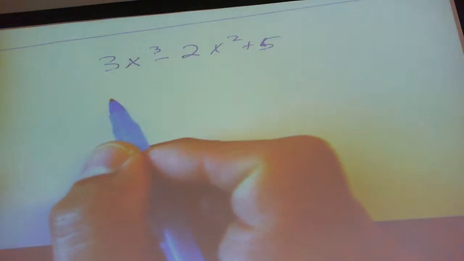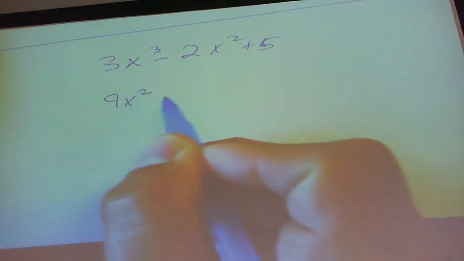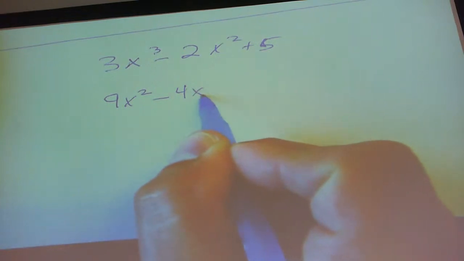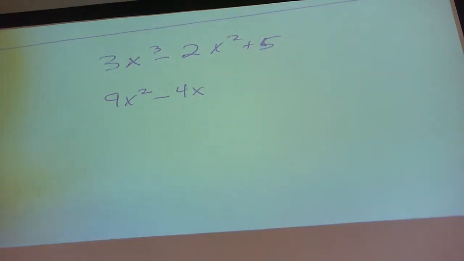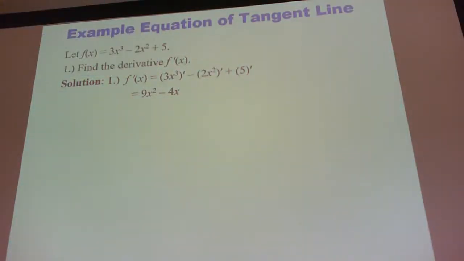What's the derivative? 9x squared. Are we okay there? So if we're going to the derivative, I'm going to go through the rest of the notes. Okay? So step 1, find the derivative. Any questions there?